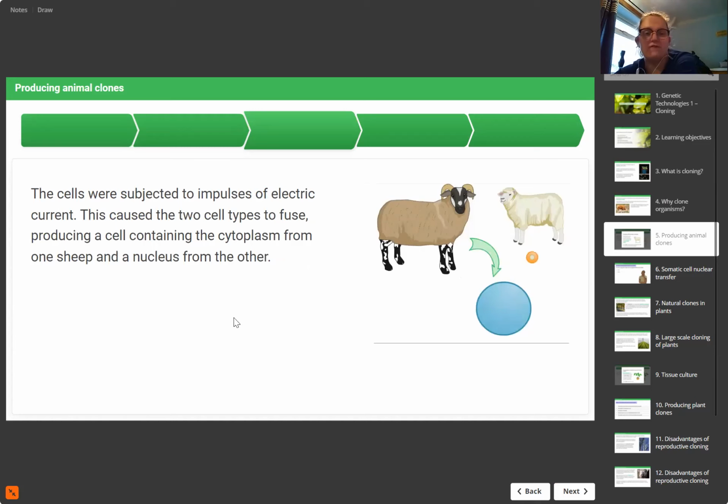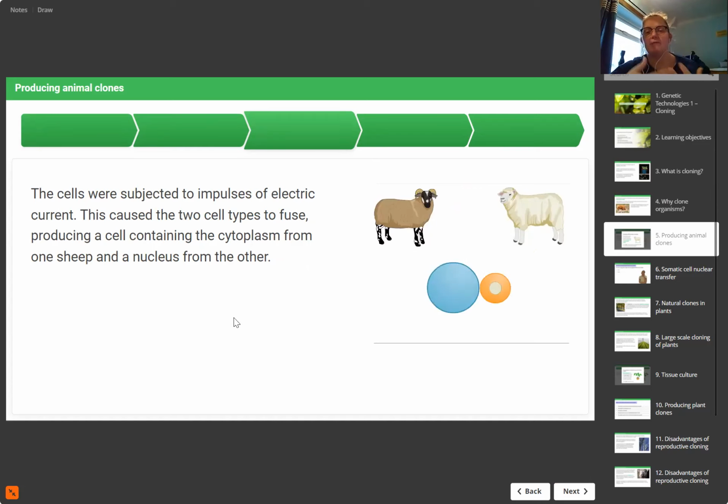What then happened was these cells were subjected to impulses of electrical current. When they were both placed in the same location, this caused the two cell types to fuse. And this produced a cell containing the cytoplasm from one sheep and the nucleus from the other. So basically we had the egg cell from the Blackface ewe, with the cytoplasm from that ewe, but it's actually got the nucleus that had come from the Finn Dorset sheep.